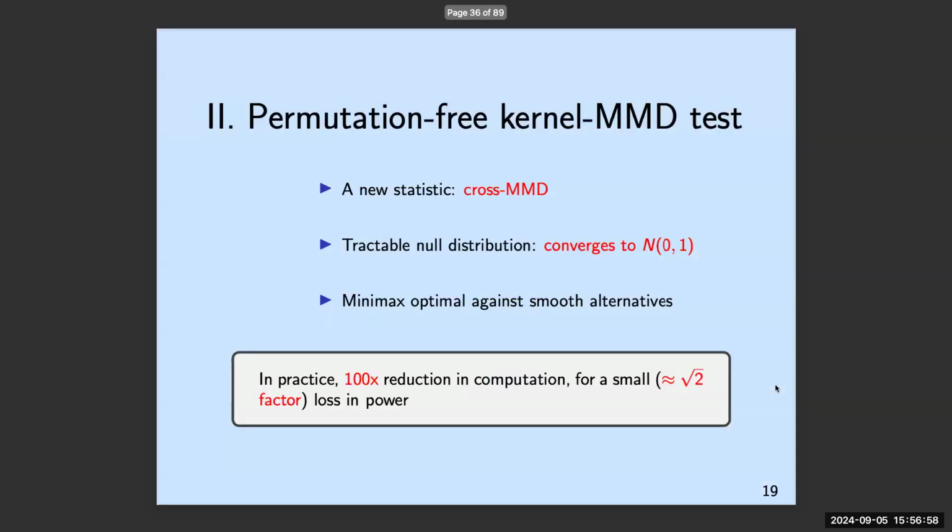Okay. So those were the problems with the existing methods. In this section, I will describe a new method, which we call the cross-MMD test. The idea is we'll propose a very simple and new way of constructing an estimate. This estimate will have a very simple standard normal limiting null distribution in all different regimes, and we'll see some interesting theoretical properties. In practice, what this gives us is a significant reduction in computation compared to the permutation test, and we pay for that with a small loss in power. That is the main takeaway from this section.